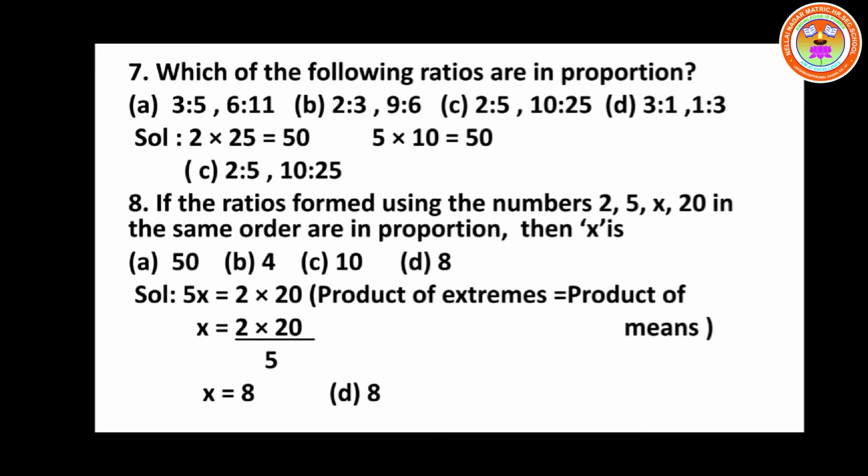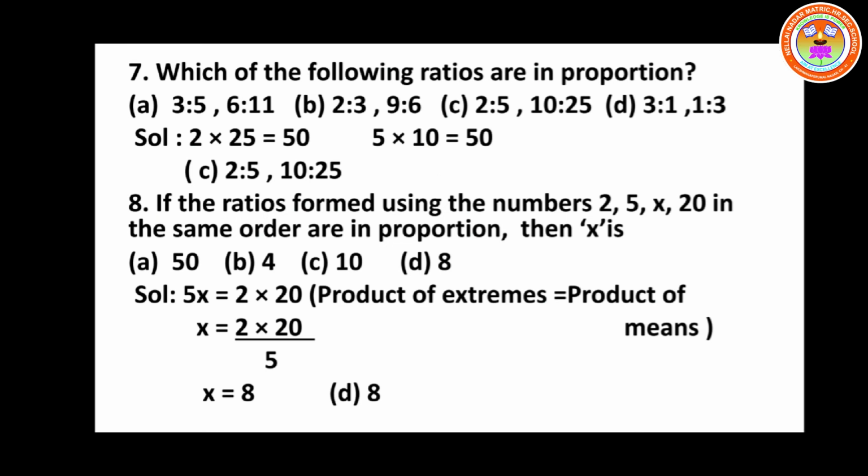Now option B you take. 2 is to 3, 9 is to 6. So what is the product of extremes now? 2 and 6. 2 sixes are 12. Product of the means, 3 and 9. 3 nines are 27. So both are different. So this is also not in proportion.